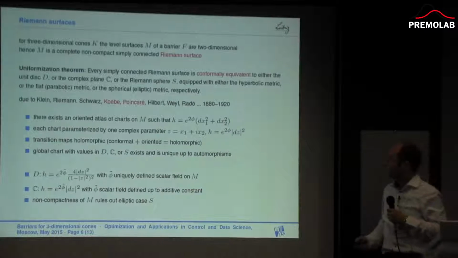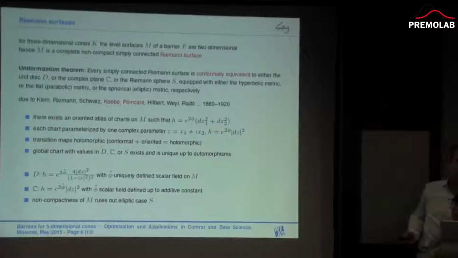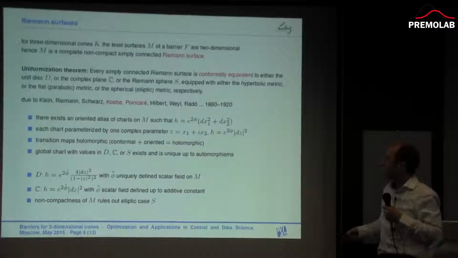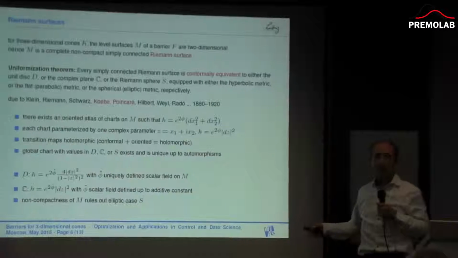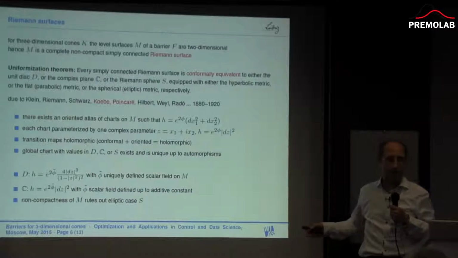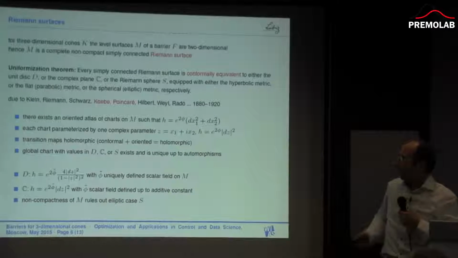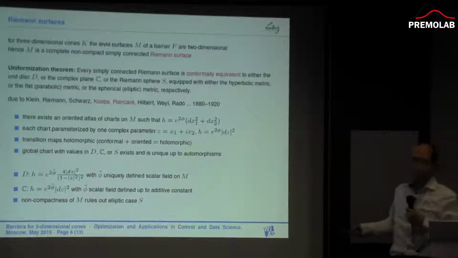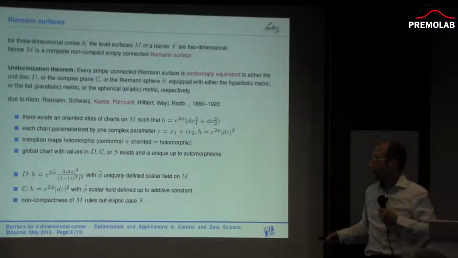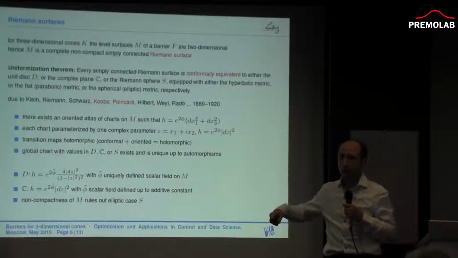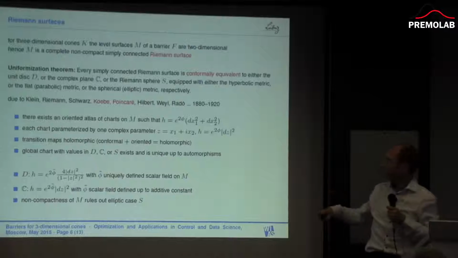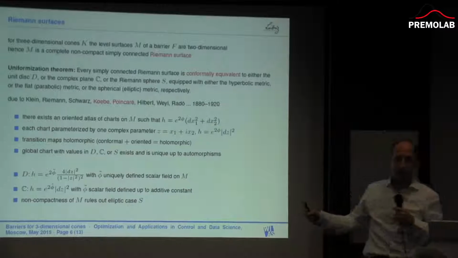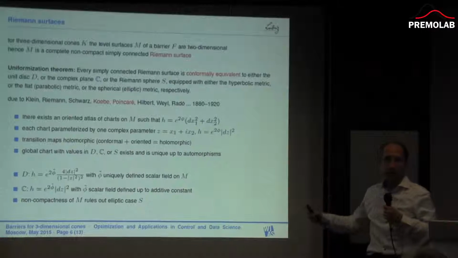And then if we consider 3-dimensional cones, the level surfaces are 2-dimensional surfaces. And what is a 2-dimensional Riemann space? It's a Riemann surface. So it's a well-known object from the 19th century. And it defines a so-called conformal structure. So what is a conformal structure? It's just a metric which is defined up to conformal transformations. That means up to scalar multiplication of the metric where the scalar depends on the point.